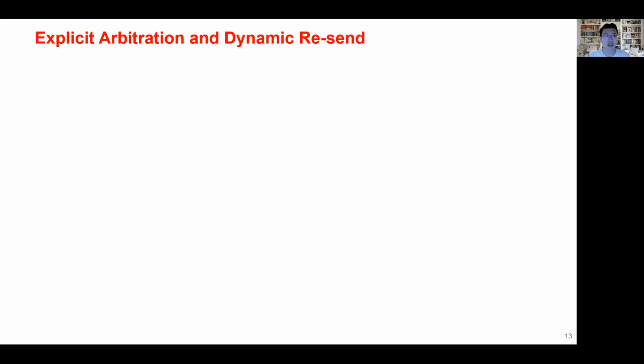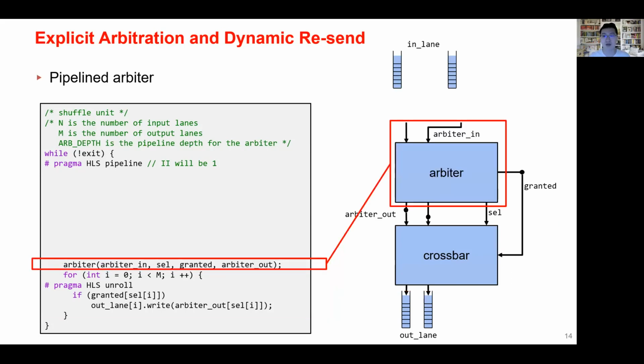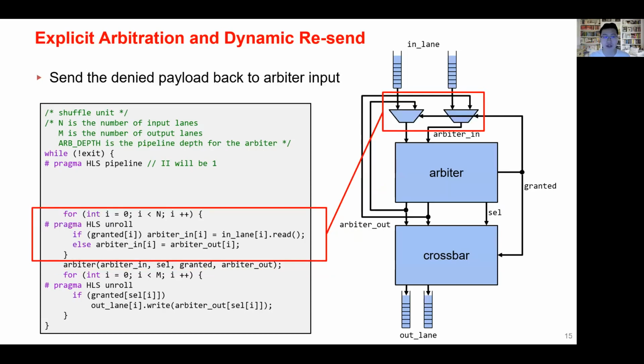Our solution is to implement an explicit arbitration logic and a dynamic reset mechanism to resolve the bank conflicts. Here is our design, and let me walk you through it. In the shuffle unit, first things first, we need a crossbar to route the memory requests, and then we need an arbiter to do arbitration across the input payloads and control the crossbar. If a payload is not granted access, we send it back to the input of the arbiter so that it will be arbitrated again. Our arbiter operates in a round-robin manner, therefore no input lane will be starved for a very long time.